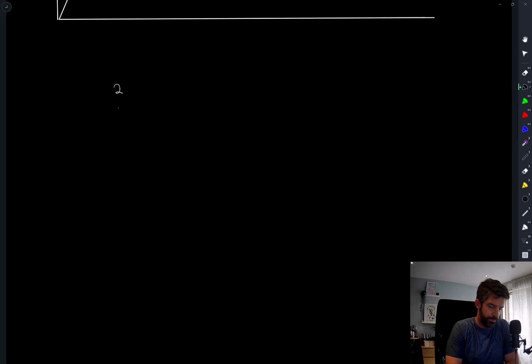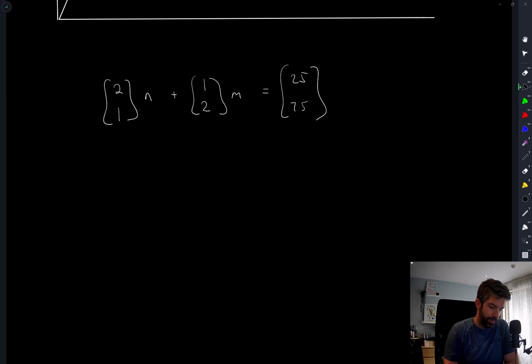Okay, I'm going to write this in vertical coordinates. 2, 1 times n plus 1, 2 times m should equal 25, 75. That is, 2n plus m and n plus 2m equal 25 and 75.